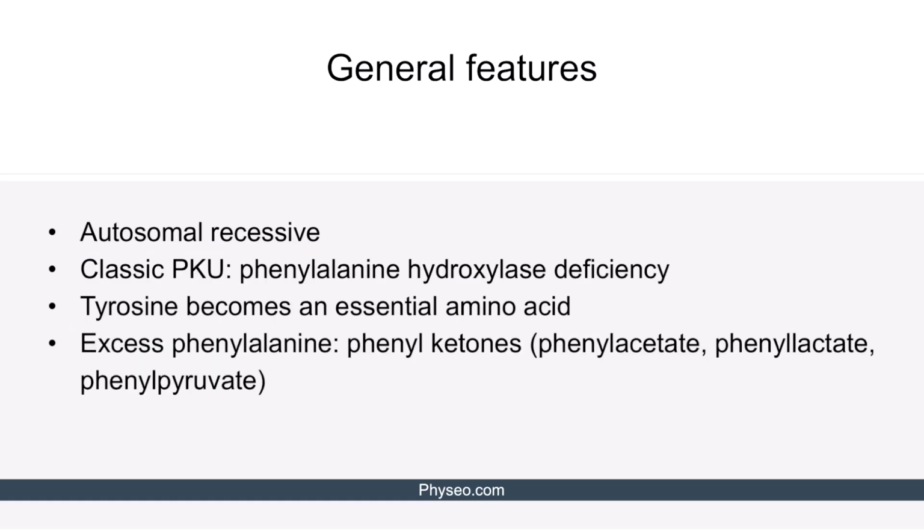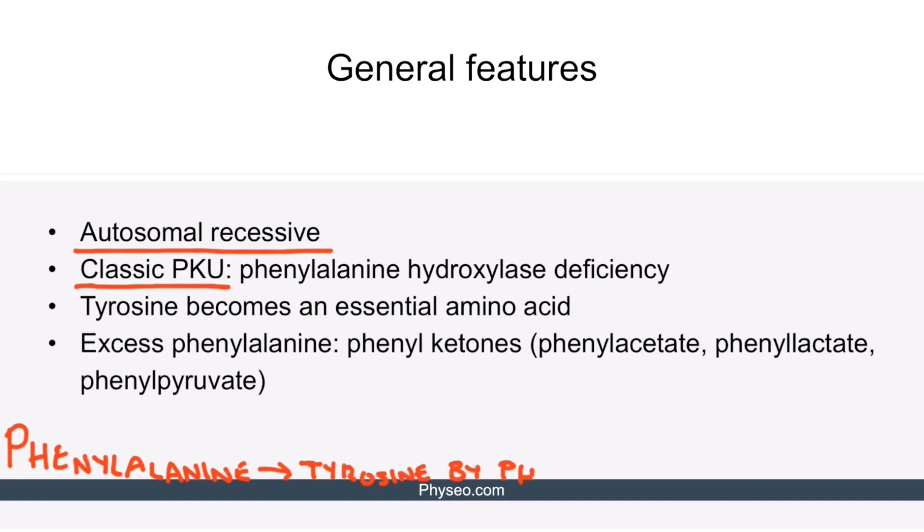Phenylketonuria, or PKU, is an autosomal recessive condition. Classic phenylketonuria is caused by phenylalanine hydroxylase deficiency. Normally, phenylalanine hydroxylase converts phenylalanine to tyrosine. Since we have deficiency of this enzyme, tyrosine becomes an essential amino acid in phenylketonuria. Additionally, excess phenylalanine is metabolized to phenylketones, namely phenylacetate, phenyllactate, and phenylpyruvate. Additionally, patients have microcephaly and seizures.